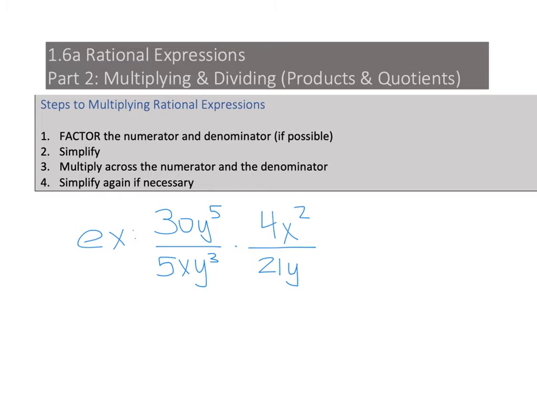So the steps I have listed there: we want to factor the numerator and denominator, if possible. Could be that there's no factoring to be done. And we do that because we want to cancel common factors or simplify, and we might be able to do that even without factoring. The third step is to multiply across the numerator and multiply across the denominator. The fourth and last step is to do any simplifying that's possible after we do the multiplication. So let's look at this example.